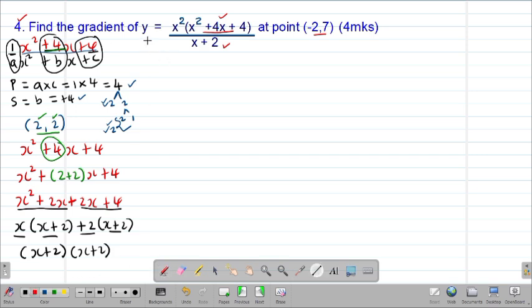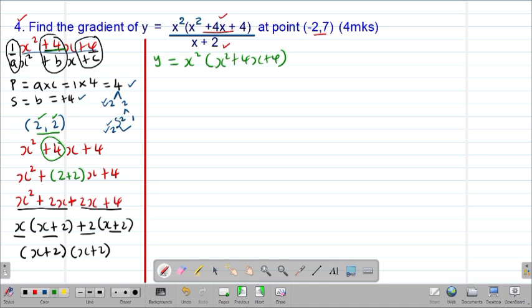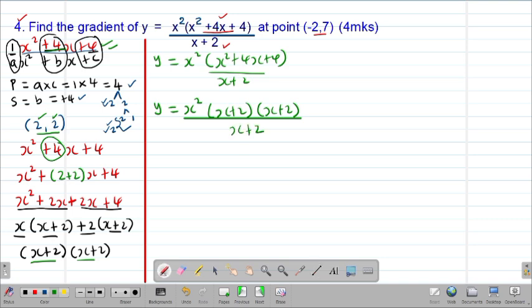So if I rewrite my equation, I'm going to have the following. The equation was y equals x squared into x squared plus 4x plus 4, and the whole of it was divided by x plus 2. So my y will be equal to x squared. Now this particular expression, x squared plus 4x plus 4, has simplified to x plus 2, x plus 2. So I'd have x squared into x plus 2 multiplied by x plus 2, then the whole of it divided by x plus 2. On dividing with x plus 2, clearly we'll have some common factors. x plus 2 will cancel with x plus 2.